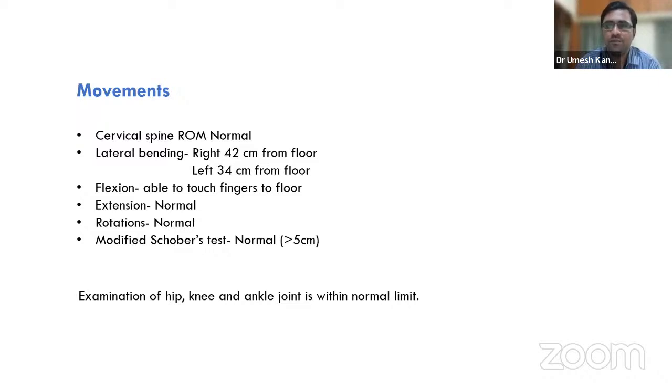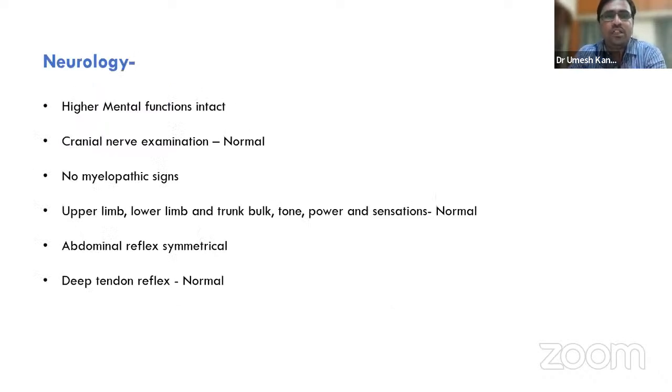Okay. So let's come back to our results. You'll be telling us about the radiology later, correct? Yes, sir. Radiology is fine. The movements of the spine are normal, and examination of hip, knee, and ankle joints is within normal limits. Neurology, essentially the neurology of this patient is normal, sir, with abdominal reflex also symmetrical.